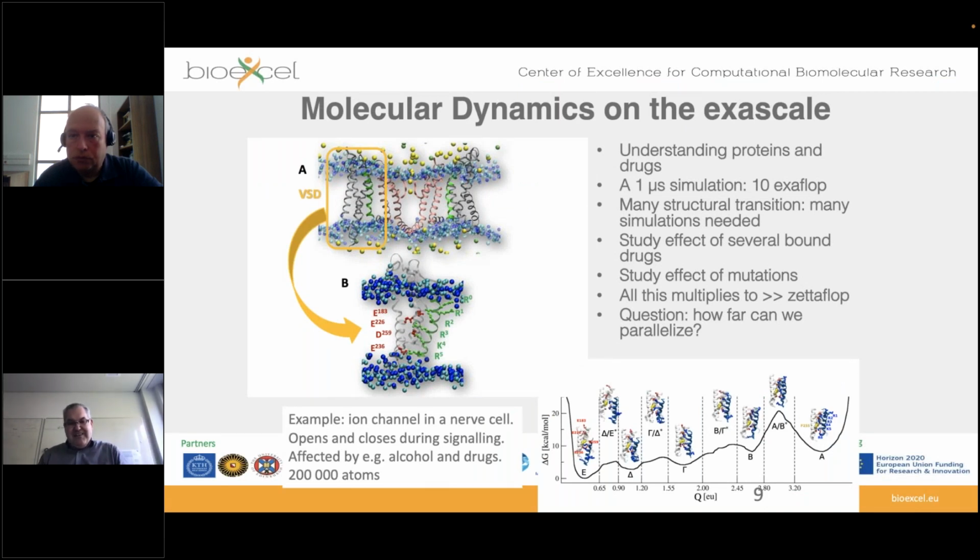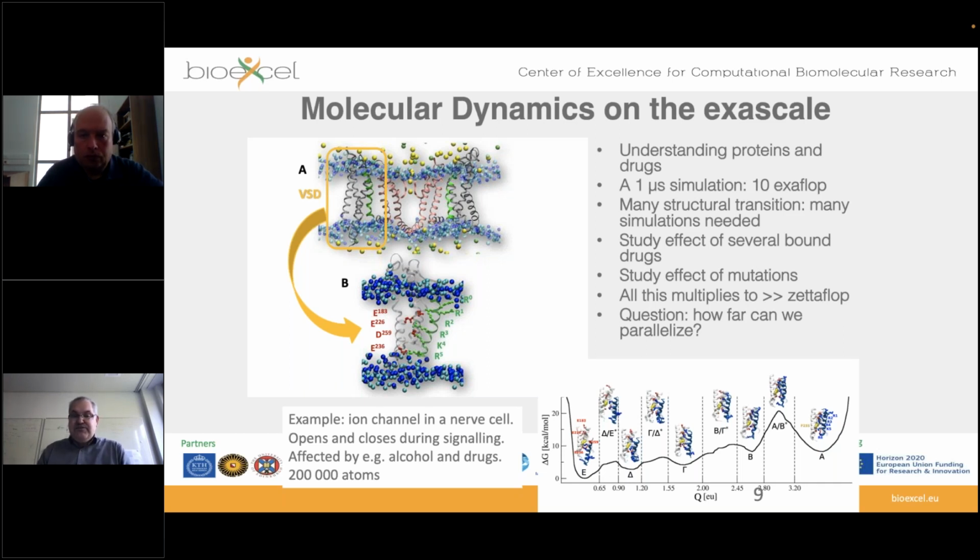Going from the large scale climate simulations to the very small scale molecular dynamics simulations, here the question clearly is not so much to grow the systems, although you might have large systems with many atoms.